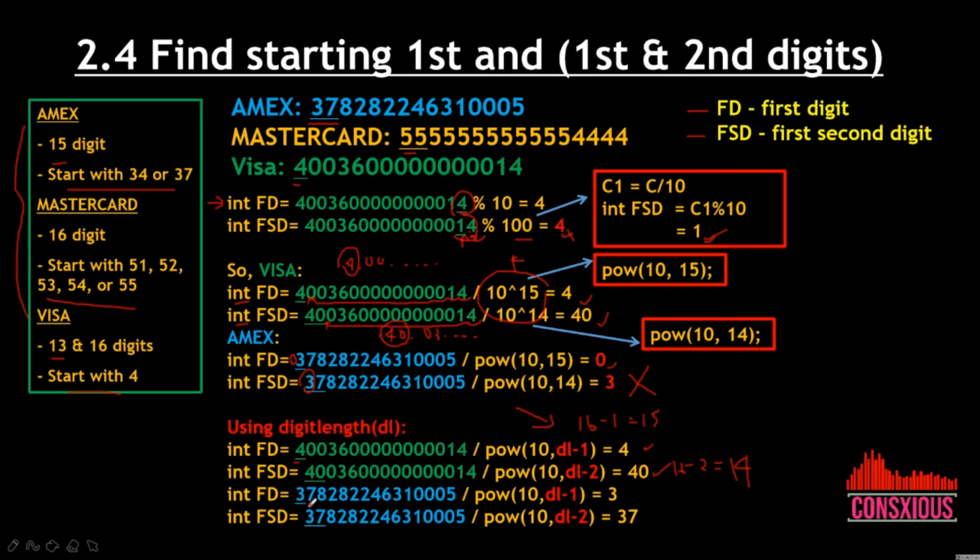So you can see here the max is 15 digits. 15 digits minus 1 is 14 digits. So 14 digits will shift to this position here, and we get the number 3, which is correct. Same here, shift to here, 37, which is what we want. So we can use this method to find the first and second digit for different credit card number lengths.